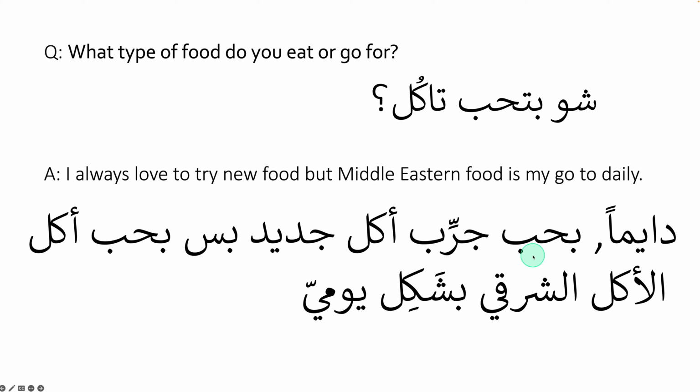دايما, always, بحب جرب, I like to try. So جرب is to try. أكل جديد, new food. بس بحب, but I like. أكل, I eat. الأكل الشرقي, Middle Eastern food. So الأكل, that's food. الشرقي, that word itself means Middle Eastern. بشكل, in a way, in a form. يومي, which means daily. دائما بحب جرب أكل جديد, بس بحب أكل الأكل الشرقي بشكل يومي.